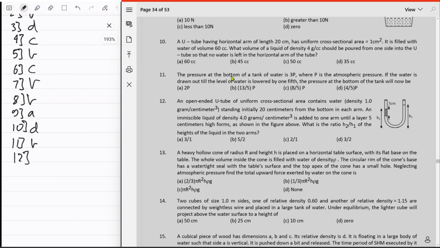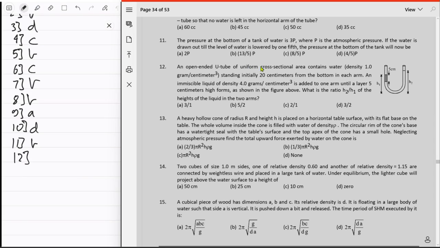12th. An open-ended U-tube of uniform cross-section area contains water, standing initially 20 centimeters from the bottom in each arm, and an immiscible liquid is added to one arm until a layer 5 centimeter high forms, as shown in the figure. What is the ratio of H2 upon H1 of the heights? So this is H2, this is H1. The ratio of these two.